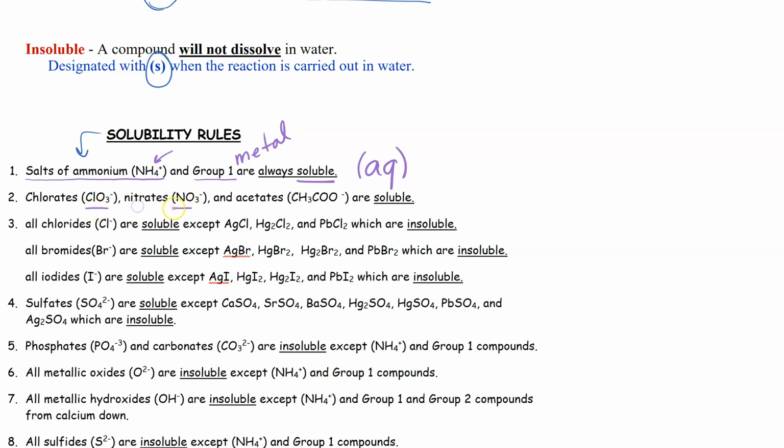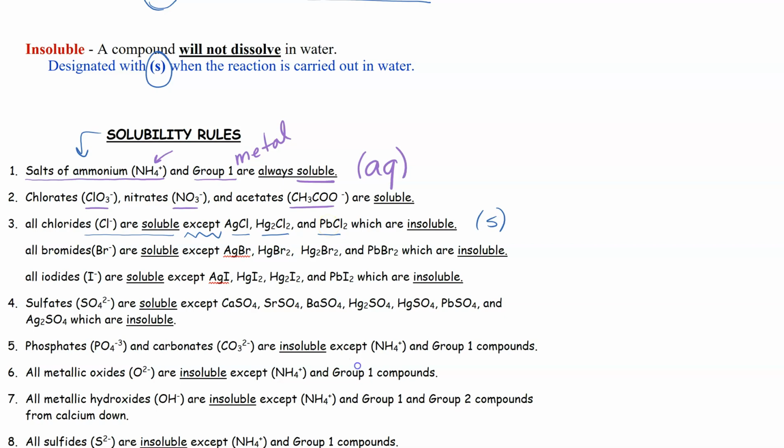Further, chlorates, nitrates, and acetates are always soluble, so they'll also have the AQ designation. Let's look at the chlorides. All chlorides are soluble, except silver, mercury, and lead, which are insoluble. So that means that silver, mercury, and lead will not have the AQ designation. They will have solid behind them. That means they did not dissolve in water.